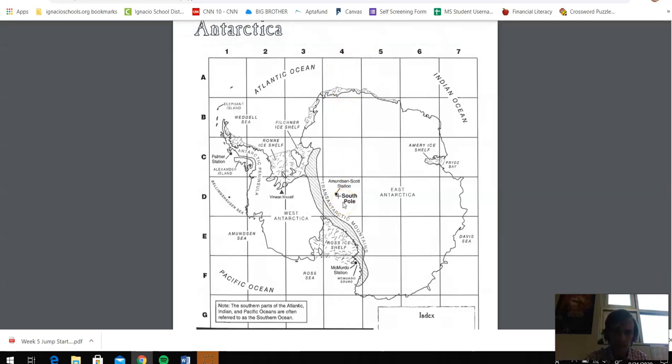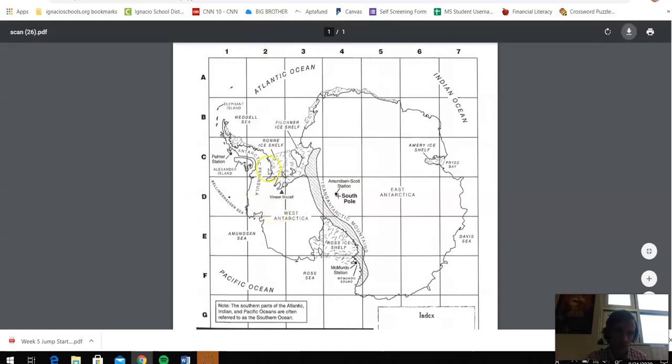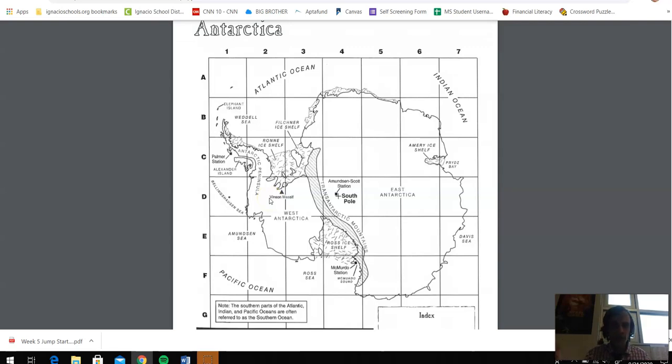If you were looking for the Vinson Massif, the tallest point in Antarctica, you would see that it's also in row D, and it's in column 2. This would be D2. If you've ever played the game Battleship, where you try to sink your opponent's ships by calling out grid positions, this is very similar to that.